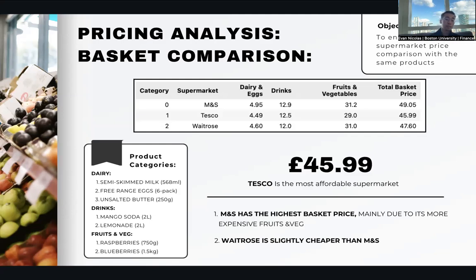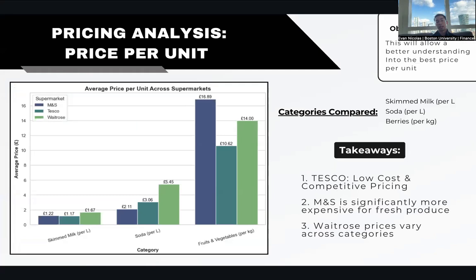Lastly, we further analyzed per-unit pricing to see which supermarket offers the best value. To do this, we analyzed the cost per liter of skim milk and carbonated drinks, and also per kilo for berries. As these supermarkets sell different types of products, we grouped similar products together that fall into these categories and adjusted their price on a per unit basis.